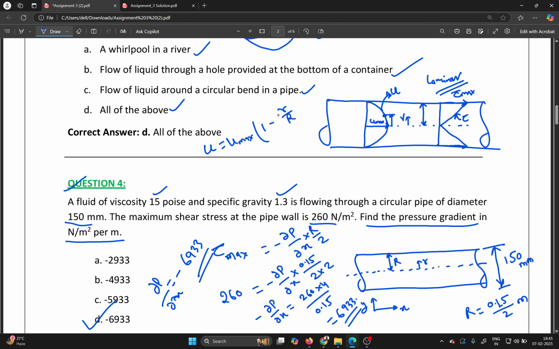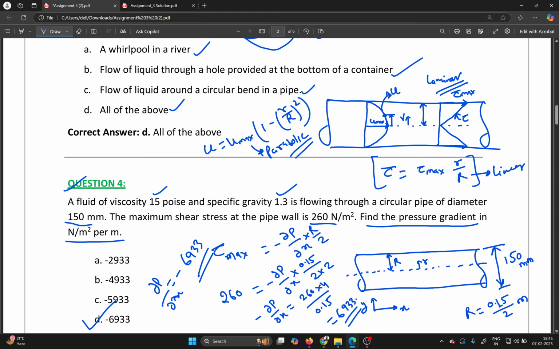Always remember please. So this is like that, and your tau is related with the tau max like that. Tau is equal to tau max r by R. Remember please always. So this is linear variation, linear, and this is your parabolic.